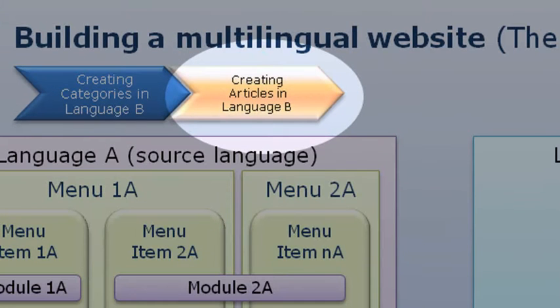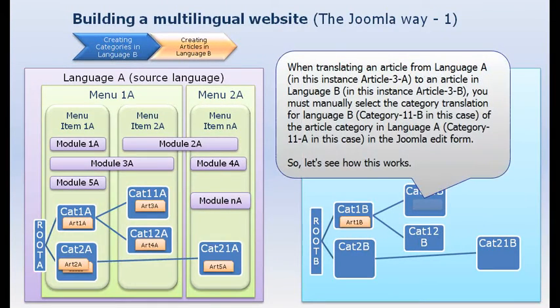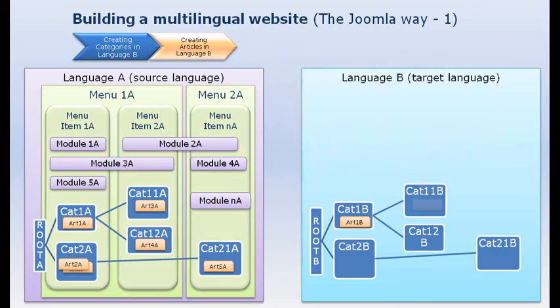Now let's create articles in Language B using only Joomla's native tools. When translating an article from Language A, in this instance Article 3A, to an article in Language B, in this instance Article 3B, you must manually select the category for Language B, Category 11B in this case, of the article category in Language A, Category 11A in this case, in the Joomla edit form. So let's see how this works.